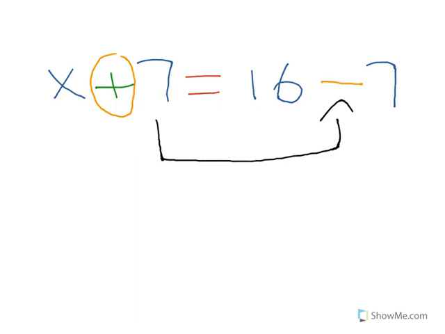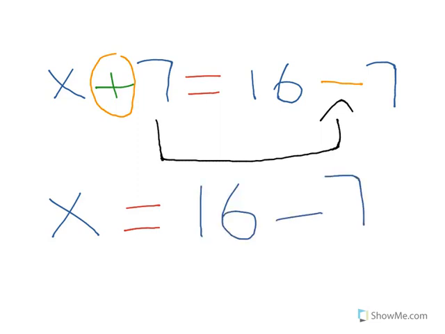So I will rewrite this equation. X equals, right, 16 minus 7, right? X equals 9. The value of x is 9.